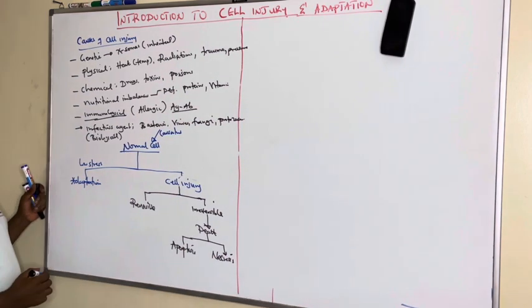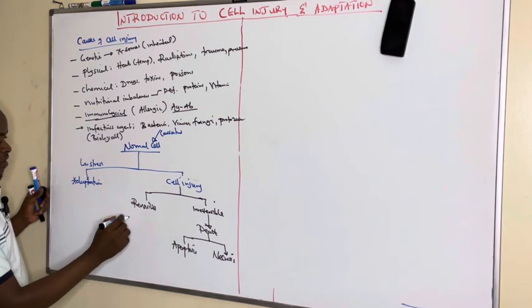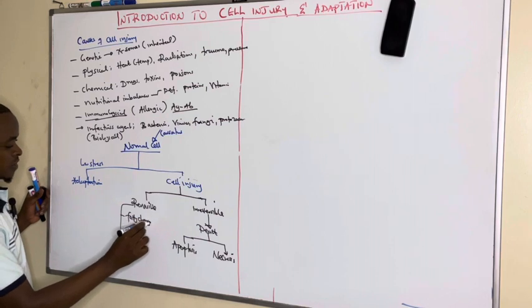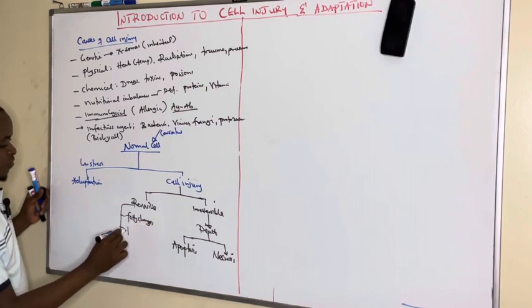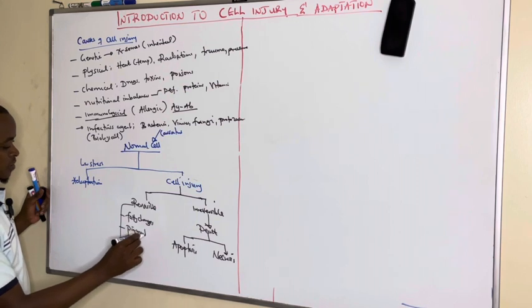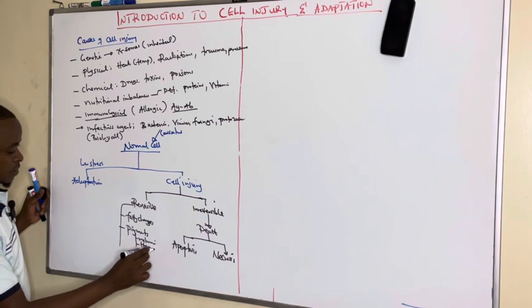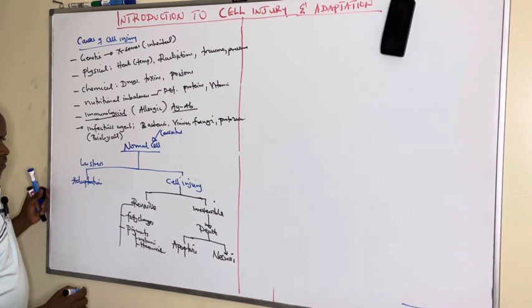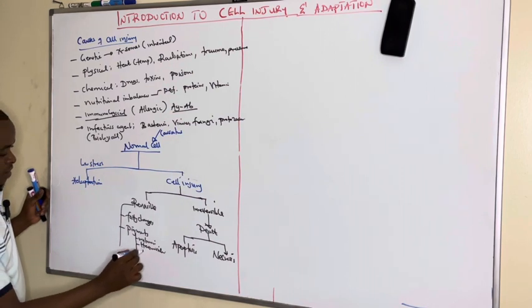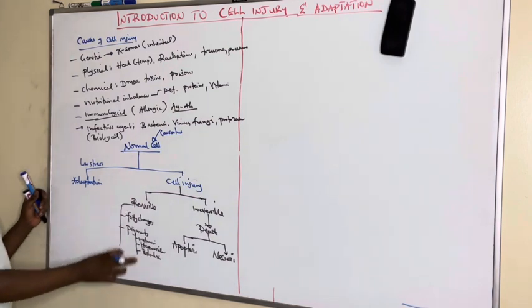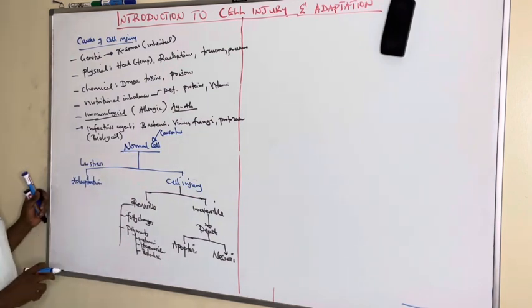Then if it is reversible, we can see changes which are reversible in a cell, like fatty changes, like in the case of a fatty liver disease. We can see accumulation of pigments in the tissues, pigments like melanin, like hemosiderin. They can accumulate, like bilirubin accumulating in the tissues. So these are forms of reversible cell injury.